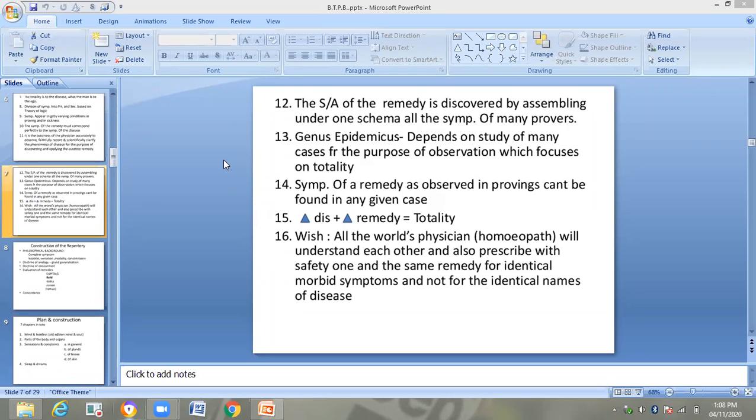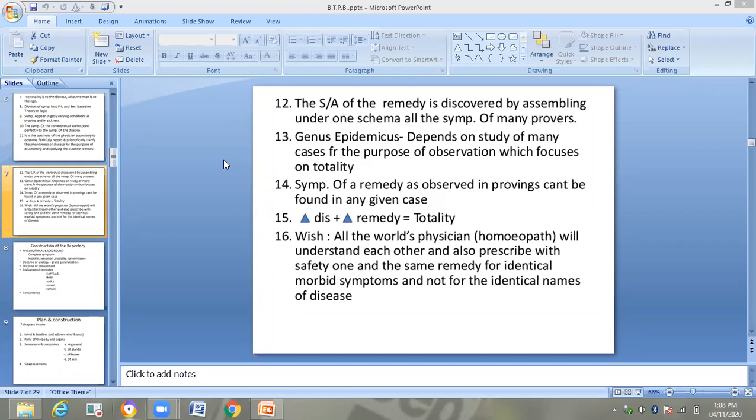So what is the wish of Dr. Boenninghausen? That all the world's physicians, homeopathic physicians, will understand each other and also prescribe with safety one and the same remedy for identical morbid symptoms and not for the identical names of the disease. Then today we start with the philosophical background of this repertory.